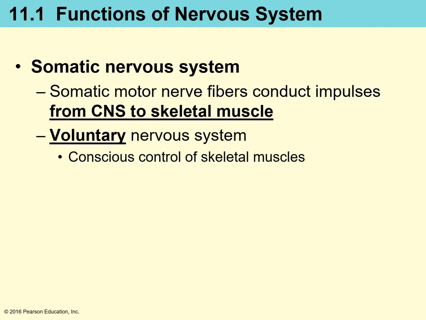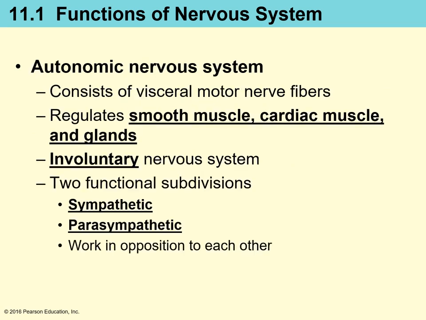The somatic nervous system, this is where you've got motor nerve fibers that are connecting to your skeletal muscles. This is voluntary. This is what you've already seen having studied the muscular system. This would be like the motor neuron that's coming down at the neuromuscular junction. You have control over moving your hand.